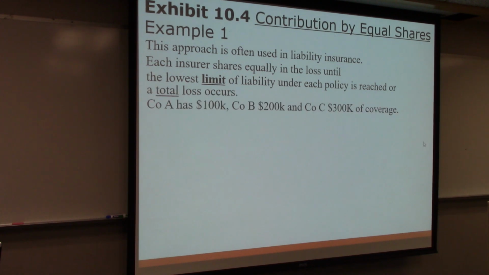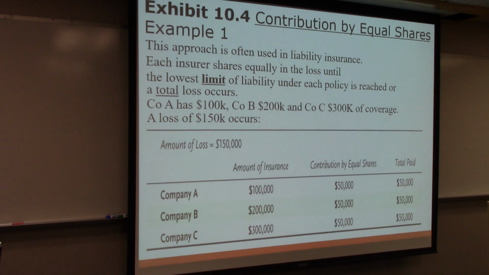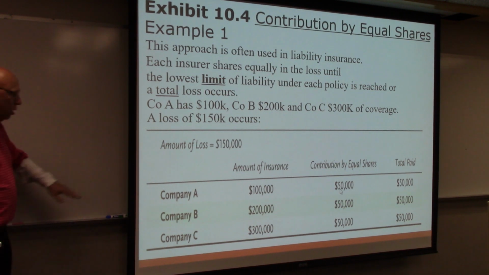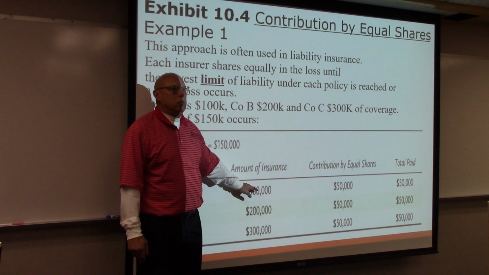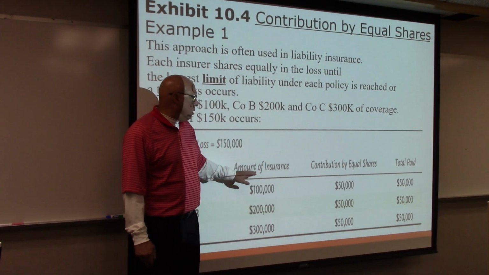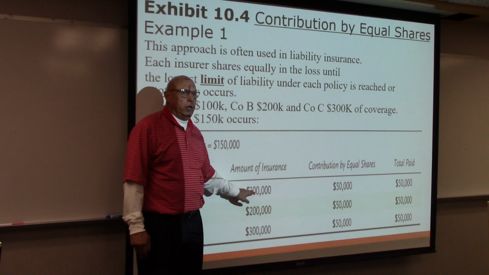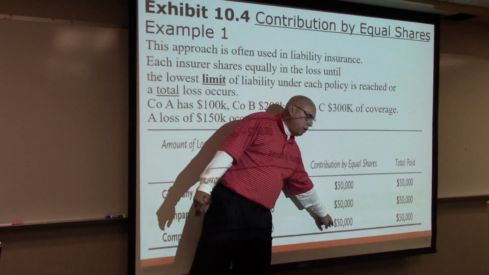So let's look. Company A has a liability policy of 100,000, company B 200,000, and company C 300,000. Say there's a loss of 150,000. How would that be covered? Pretty straightforward. The 150 is below company A's limit of 100, so you take the 150 loss and divide it by 3, and you get 50, 50, and 50.